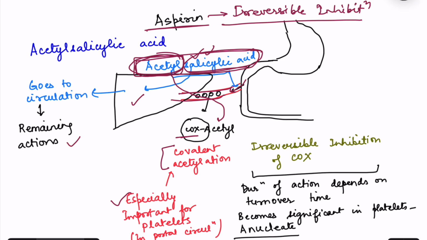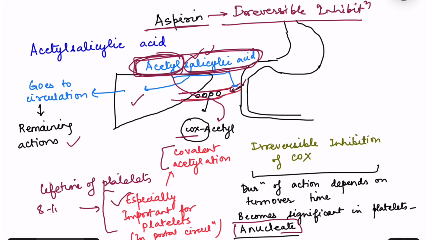Now, why is this important, especially for platelets? Because it is irreversible inhibition and platelets are anucleate. They do not have a nucleus. So, they cannot synthesize new COX enzyme. So, this effect on platelets will remain for the lifetime of platelets. Right, unless new platelets are synthesized, this effect will be there, and it will remain for 8 to 10 days. So, the duration of action of aspirin basically depends on the turnover time of COX, that is how long the cells take to synthesize this COX enzyme.